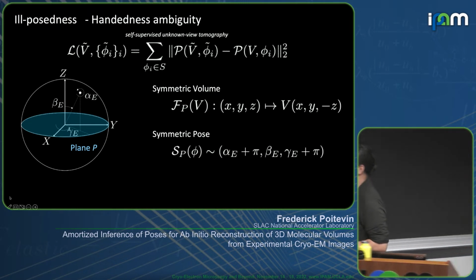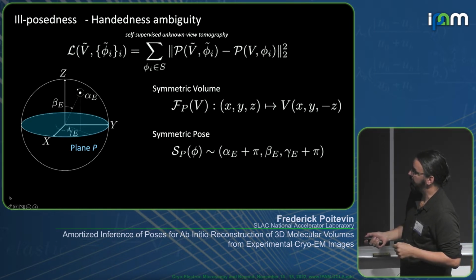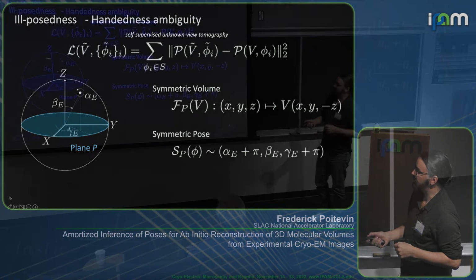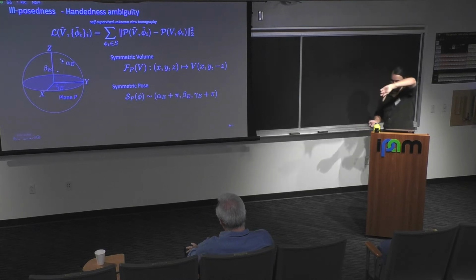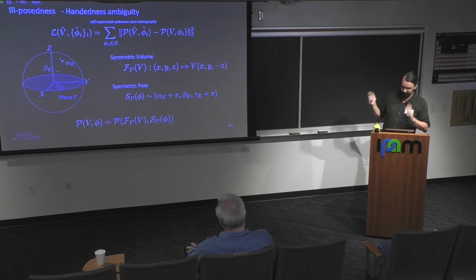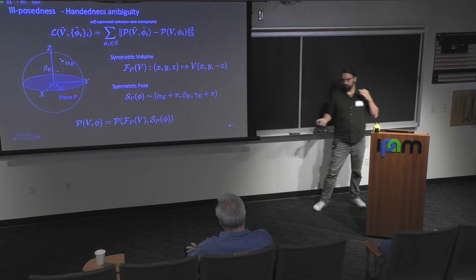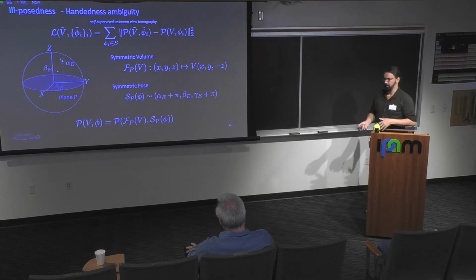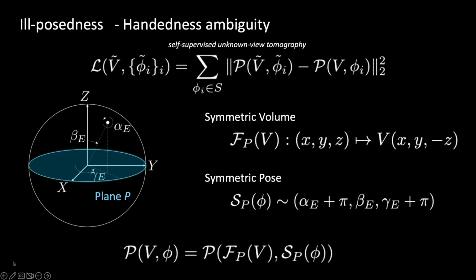Symmetric pose is a bit more difficult, but essentially, if this is one view here, the symmetric will be on the other side, viewed from the other way. I have a drawing after. I should have done this here. It means that the image you get from a given volume and a given pose is exactly the same as that given by the symmetric volume and the symmetric pose. Okay, so that's for symmetry. Hopefully this is clear. If it's not, please let me know.